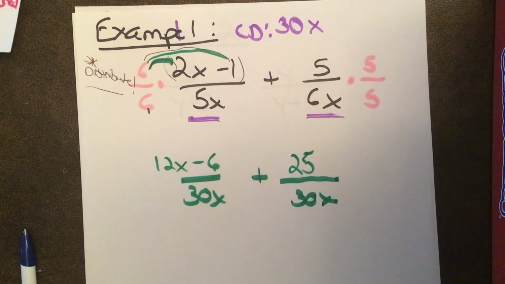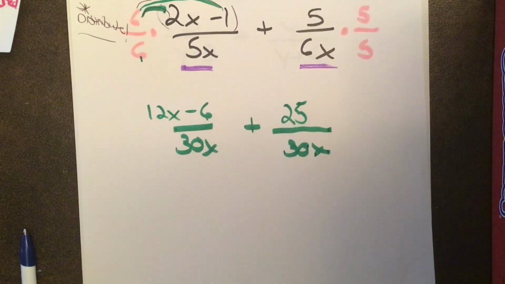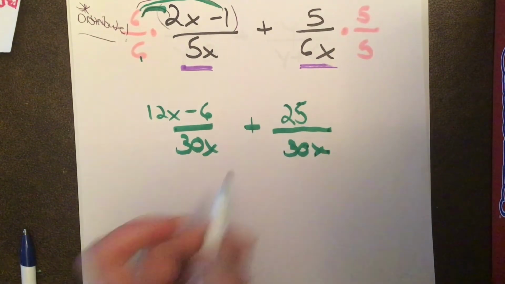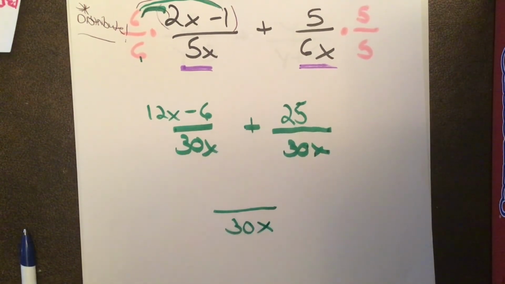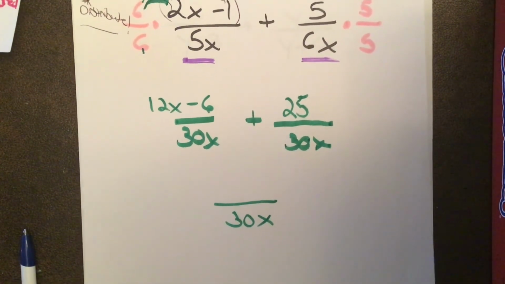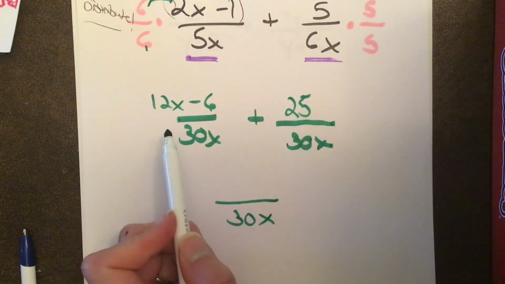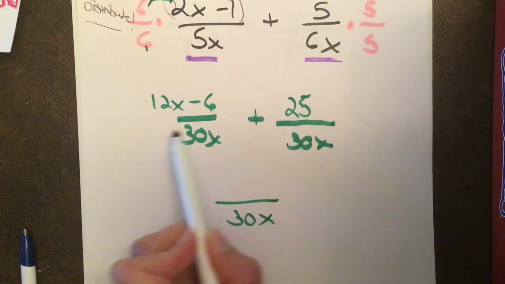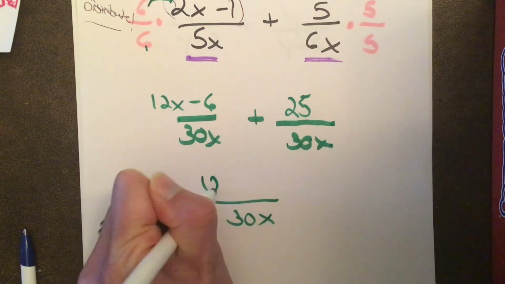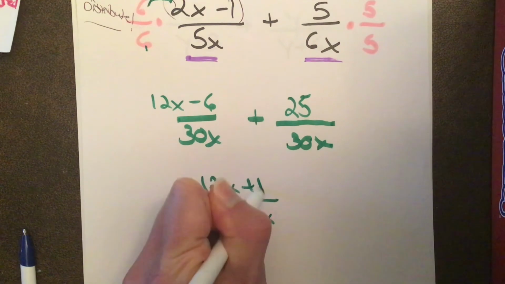So now you can see I've done the first step. I've gotten a common denominator. Now I'm ready to combine these together and write my answer. I have 30x and 30x, so I know my final answer is over 30x. You always keep the denominator the same. Then I have to combine these numerators. Since now I'm dealing with variables, I'm going to combine like terms. 12x has no other x's to combine with, so this becomes 12x. And I have negative 6 plus 25, which is 19.